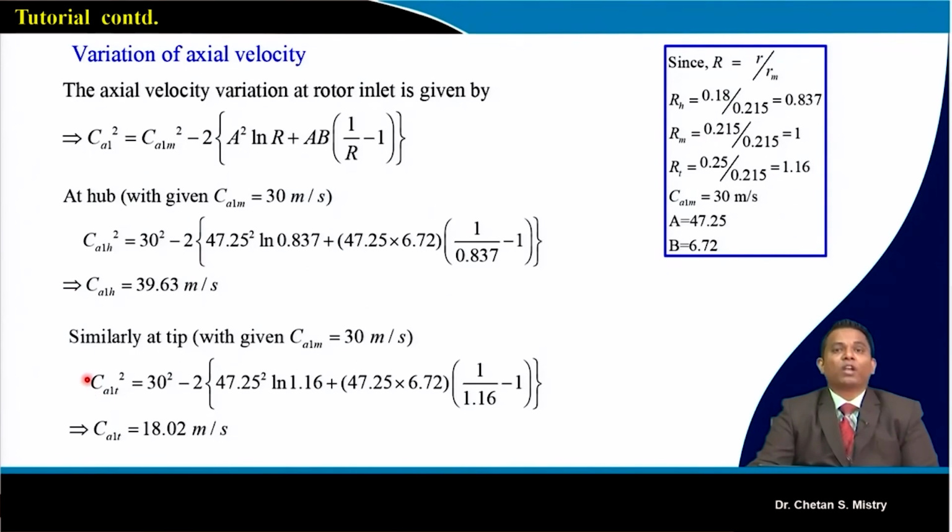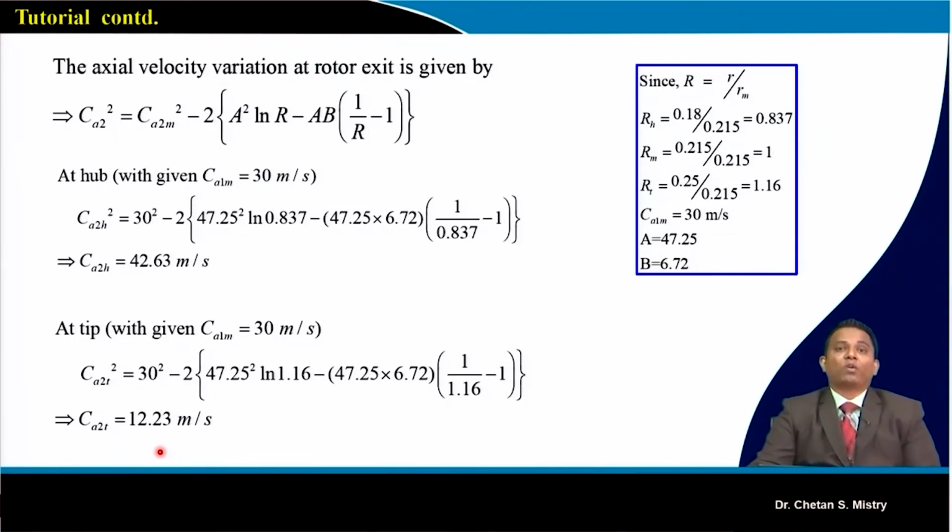Similarly, we can calculate our axial velocity at the entry near the tip region. It comes to 18.02. Just imagine, at the mid station our axial velocity is 30 meter per second, at the hub we have 39.63, and near the tip it is 18.02 meter per second. So it's a great variation of my axial velocity.